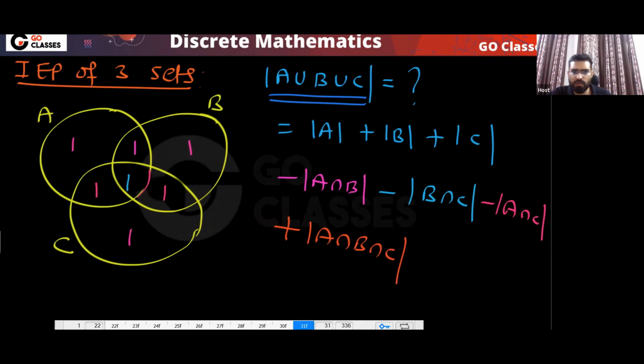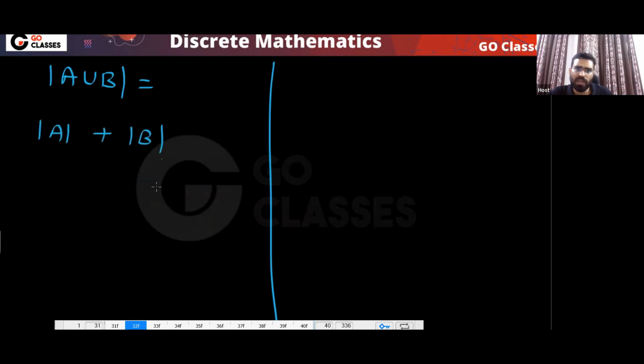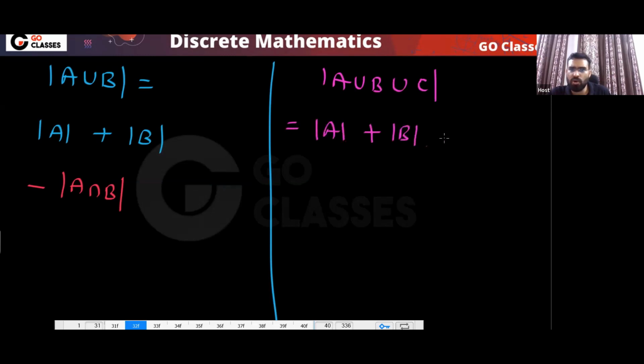This formula, the proof of this formula, is very simple. Notice one thing. When you find A union B, you count the number of elements in A plus the number of elements in B, and then you remove the number of elements in the intersection. Now similarly, if you count the number of elements in A union B union C, first you count singles, means take them single. Then you remove their mutual intersections: A intersection B, B intersection C, and C intersection A.